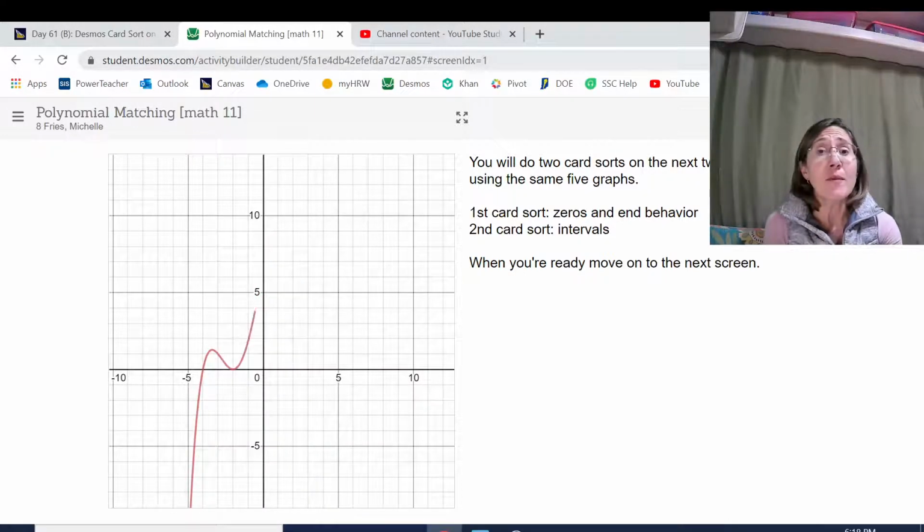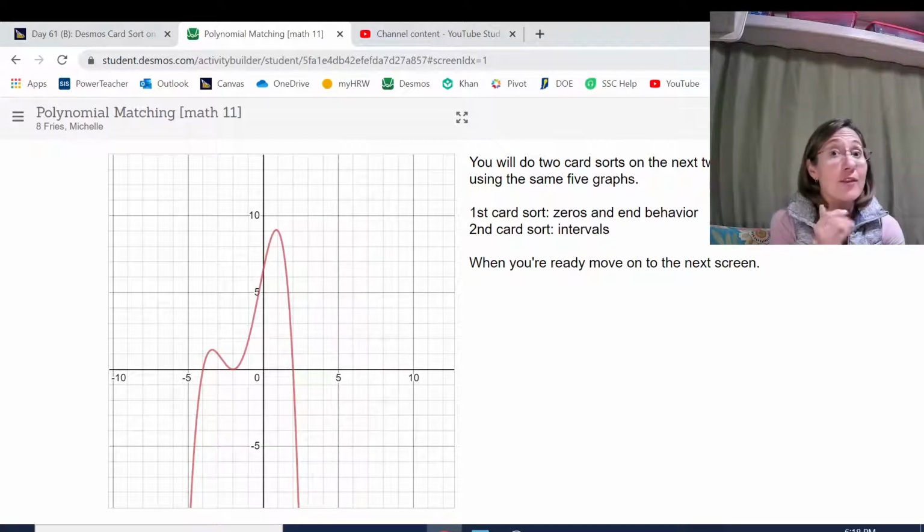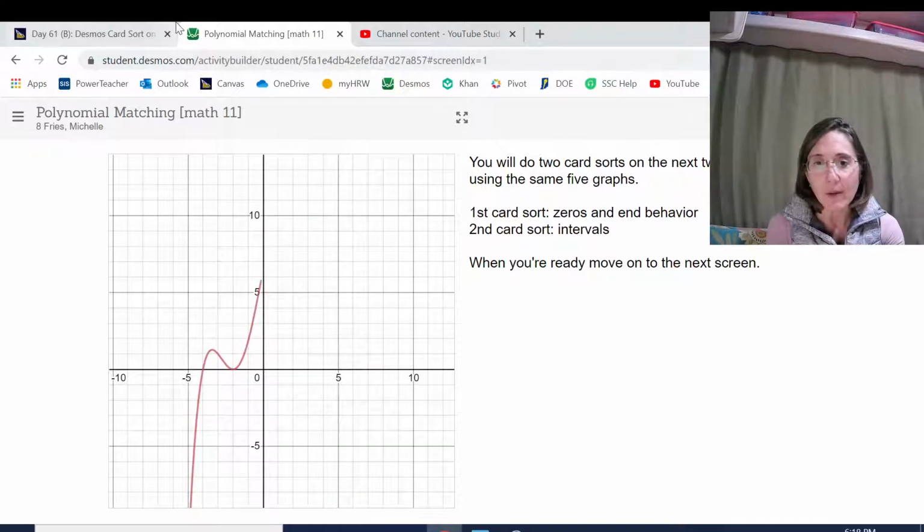look like. Remember, please put your real name, and I would like you to put your class period and then your last name and then your first name. Kind of like I have up in the corner here as an example. I have 8 Freeze, Michelle, as though I was in 8th period. And that way it's easier for me to enter your grades because I just pull them directly from Desmos for this. You don't have to submit anything on Canvas.